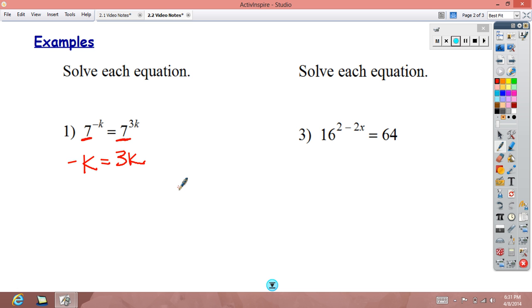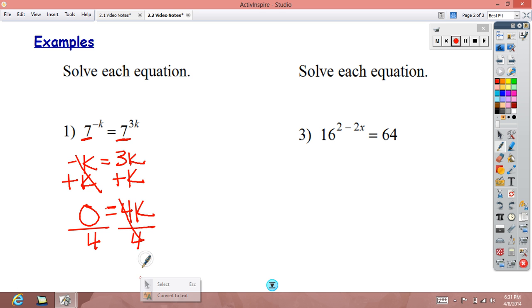Now I can solve. This one looks a little tricky, but it's not really. I just want to get the k's together, so I'm going to add k to the other side. These cancel, but they don't just disappear, they become a 0. So 0 equals 4k. To solve for k, divide by 4, and k is equal to 0. There's my answer.